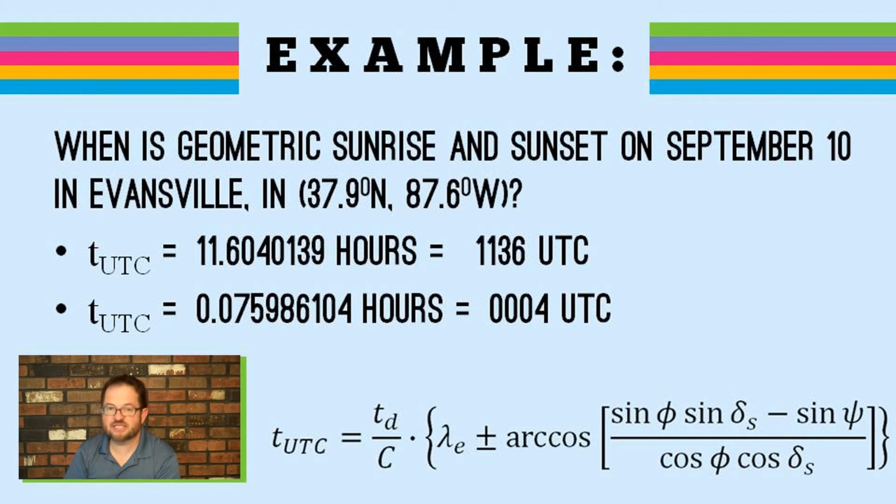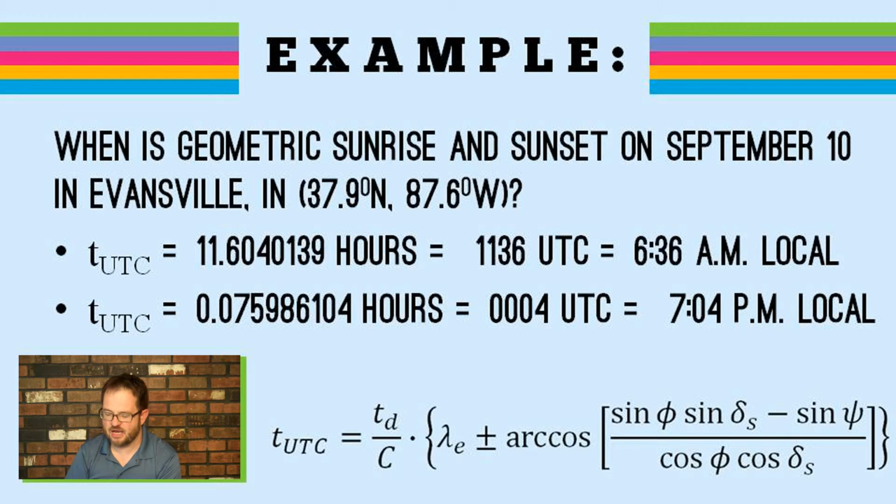All right, we can convert that to local time in Evansville. Evansville is in Central Time, which is 5 hours behind UTC in daylight savings time. So 11:36 UTC is 6:36 in the morning, and 0004 UTC, if we back up 5 hours, is 7:04 p.m. local time in Evansville. Okay, that makes some measure of sense.